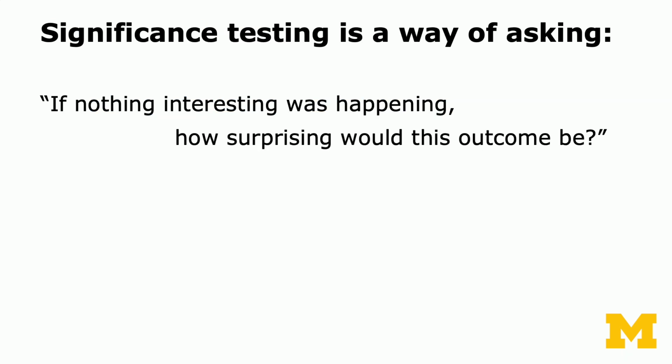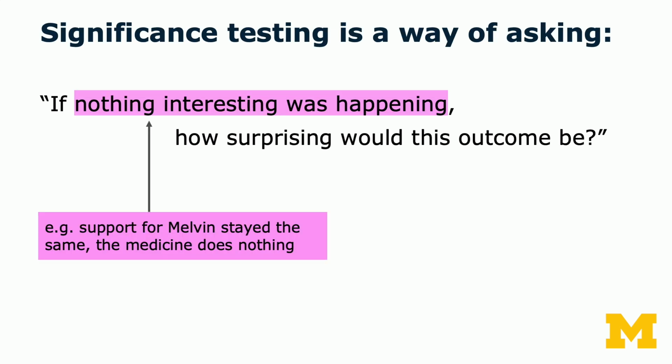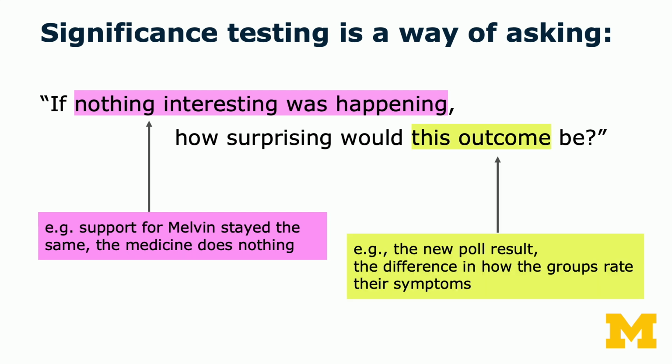So significance testing is a way of asking, if nothing interesting was happening, how surprising would our outcome be? So if nothing interesting was happening, right, this is our null world. So if support for Melvin had stayed the same in the polls, or if the medicine truly does nothing, we want to ask, how surprising would our new poll result, or the difference in how groups rate their symptoms, how surprising would that outcome be?